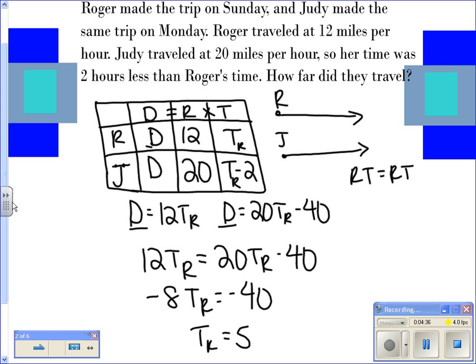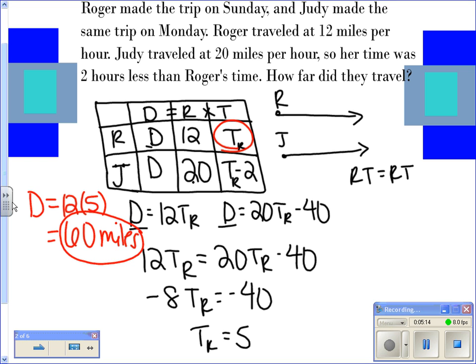The 40? From 20 times negative 2. Any other questions on how to get the T sub R? Okay, what did they ask for? So 5, is that my answer? What do I need to do to figure out my distance? Plug it in here. So distance equals 12 times 5, 60, what? Miles.